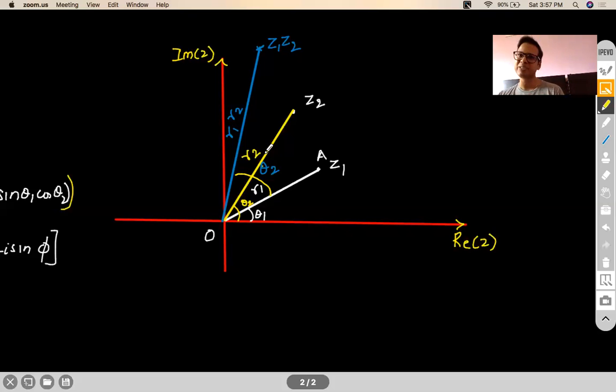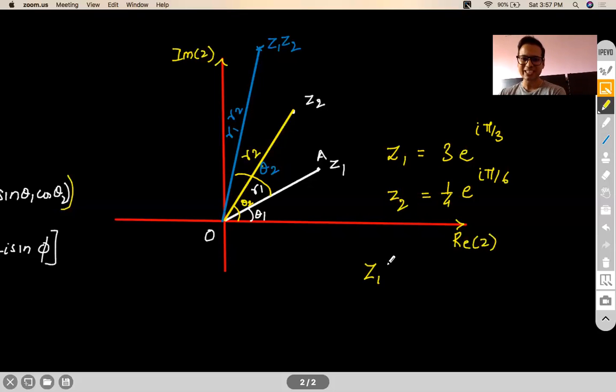Whatever is R2. R2 may be a fraction also, right? So fraction means you'll be reducing it. So I'll take an example. Let's say your Z1 was 3e to the power I pi by 3. Okay. And Z2 was 1/4 e to the power I pi by 6. Okay. So when you multiply Z1 into Z2, what do you get?